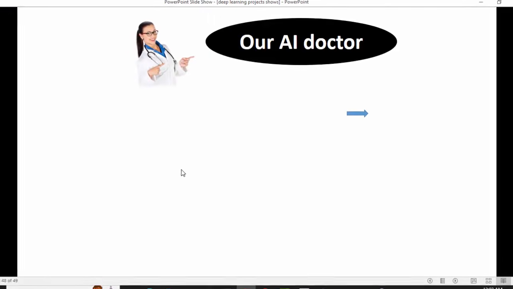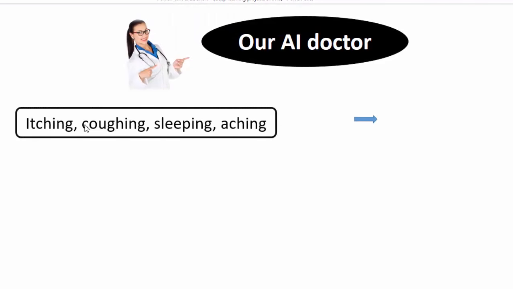Okay, so what we will have is this search bar. In this search bar you will type any patient or any user symptoms, like the patient has itching, coughing, sleeping and aching. This input will go to our AI machine learning trained model. This model will predict the disease for all these symptoms. Let's say the disease is impetigo. This is the disease our model predicted according to the symptoms.